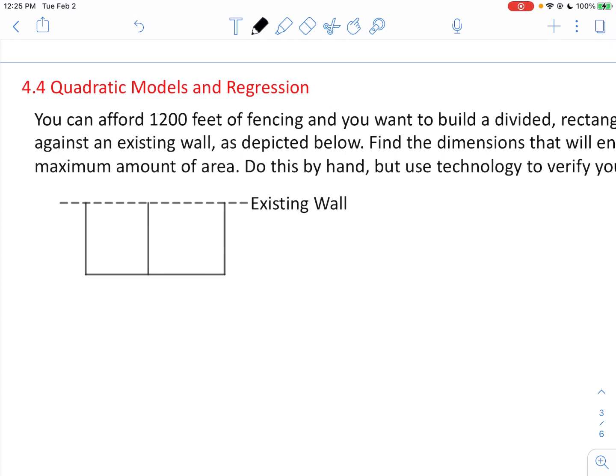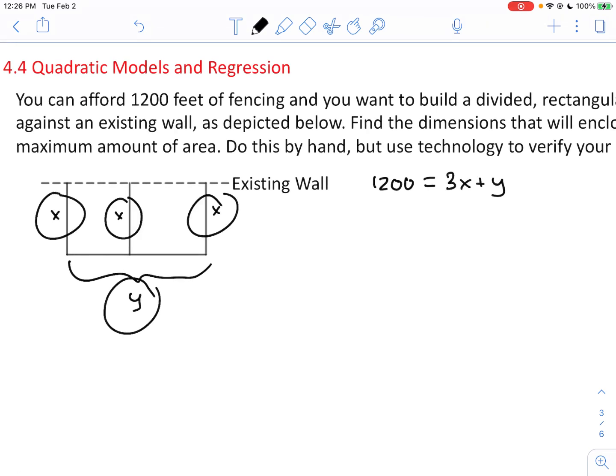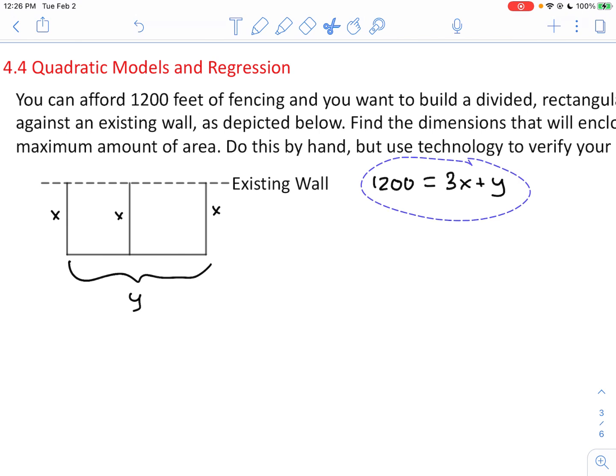We're going to do it by saying, let's let the widths each be x. Let's introduce a variable, and we'll say the length is y. Okay, we know we have 1,200 feet of fencing to work with. That means that 3x plus y should add to 1,200. This is called a constraint equation. Whatever x and y are, we want this equation to be true. Now the area of this rectangle is x times y, and we're trying to maximize the area.